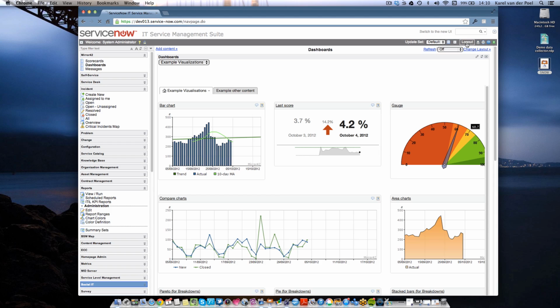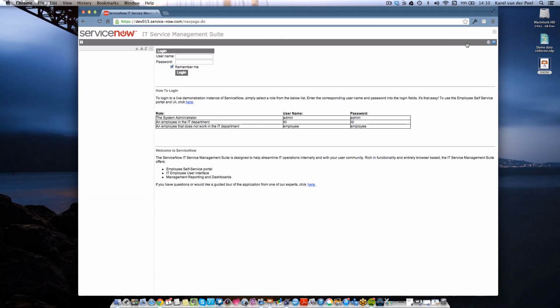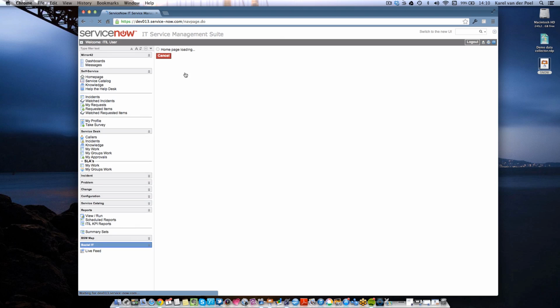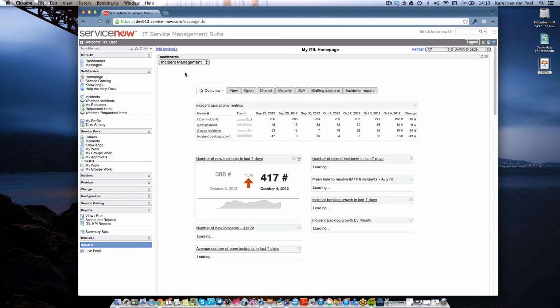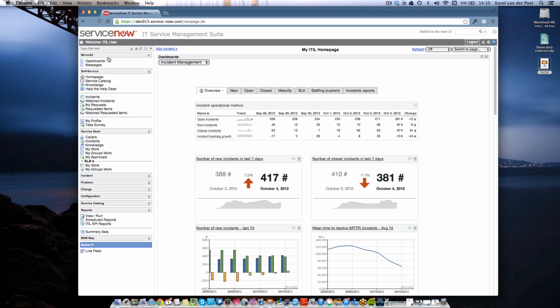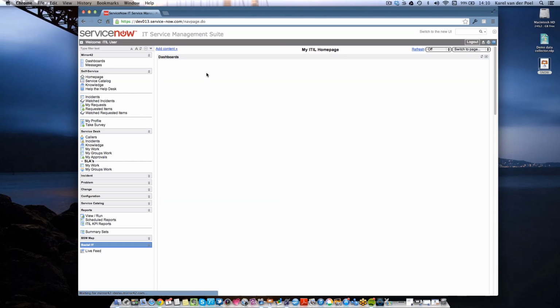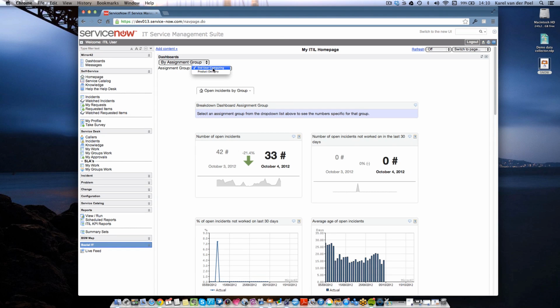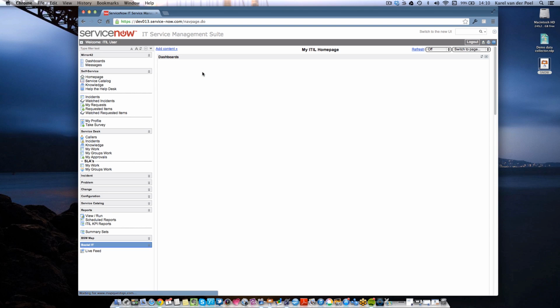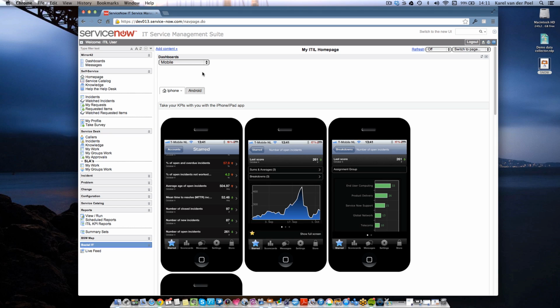Now, one of the interesting things is that the dashboards in ServiceNow are role-based. So if I log in as a different user, you will see that based upon my user profile in ServiceNow, I will get to see different dashboards. The first thing that you'll notice is that I no longer have access to the scorecards because I can only see certain dashboards. Within dashboards, I only have three or four dashboards that I can view. And if I take the assignment group dashboard, I'm now only allowed to see the two assignment groups that I'm the manager for.